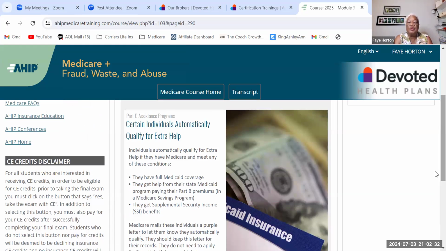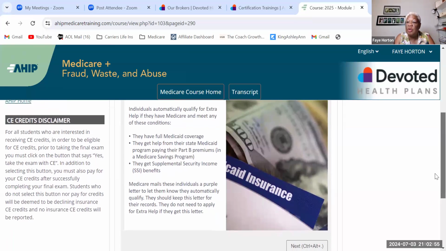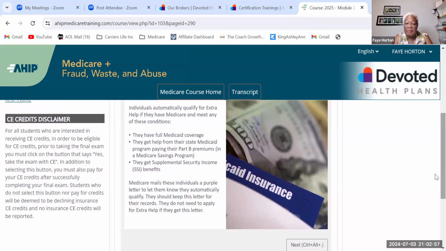There are certain individuals who automatically qualify for extra help. They have Medicare and they meet any of these conditions. They have full Medicaid. They get help from the state Medicaid program paying their Part B premium in a Medicare savings program. They get supplemental security income, SSI benefits. So those people automatically qualify for extra help with their prescription drugs.